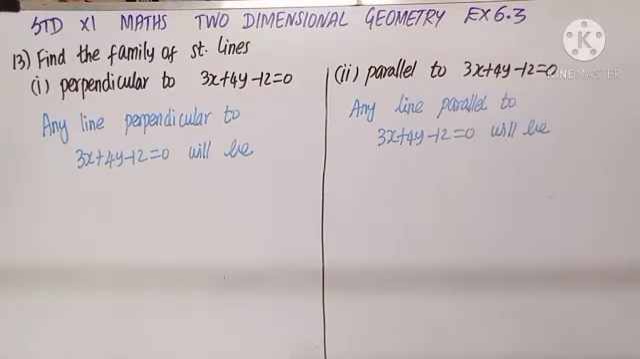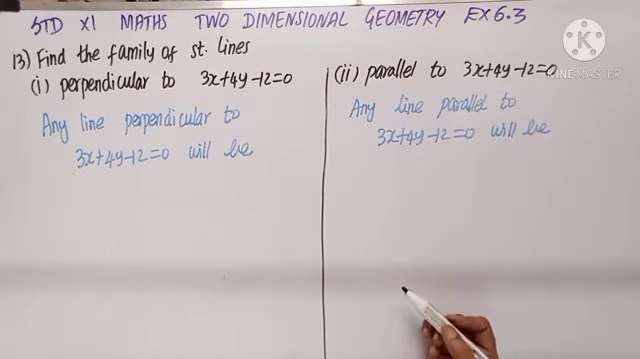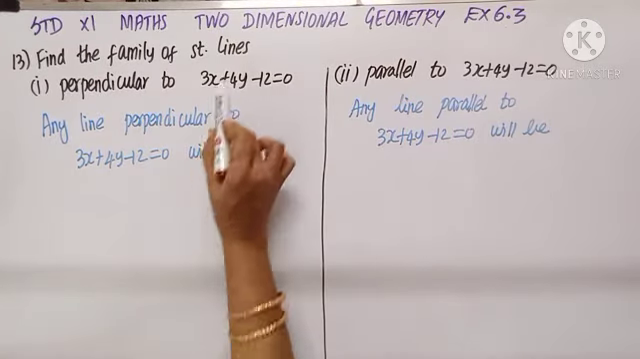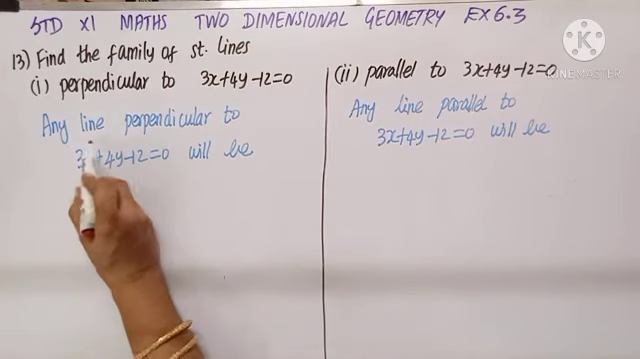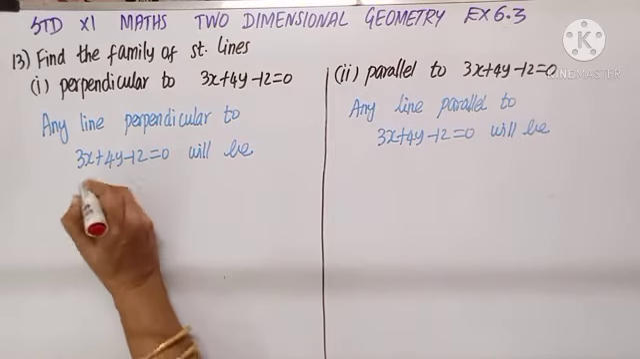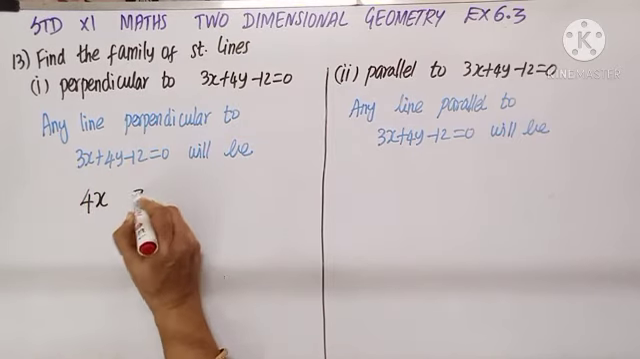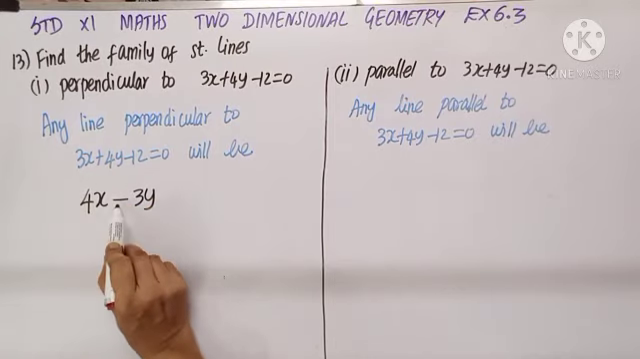Question number 13. Find the family of straight lines perpendicular to 3x plus 4y minus 12 equal to 0 and parallel to the same line given. Any line perpendicular to, let us remember the formula, interchange the coefficients. So 4 will go here, 3 will come here. Remember, change the symbol. Plus comes, you write minus.